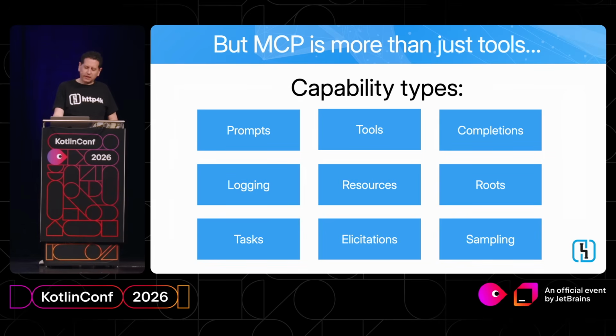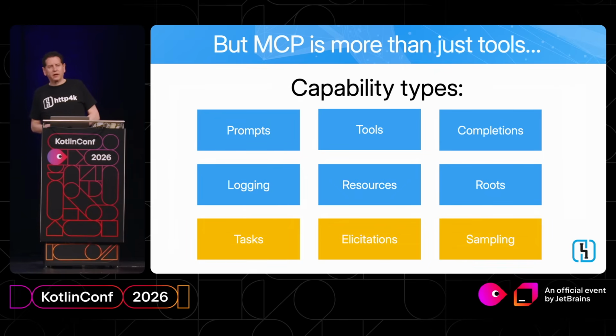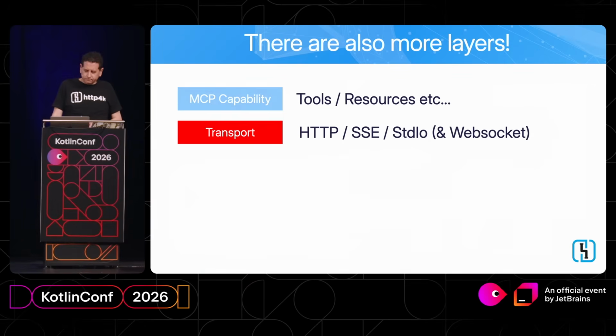The interesting thing here is that 3 of those capabilities, tasks, elicitations, and sampling, are actually initiated on the server, and the request is sent to the client. The client then responds. So this means that MCP itself is bidirectional, which throws a particular set of complexity our way because it's not as simple as HTTP. And there are also more layers.